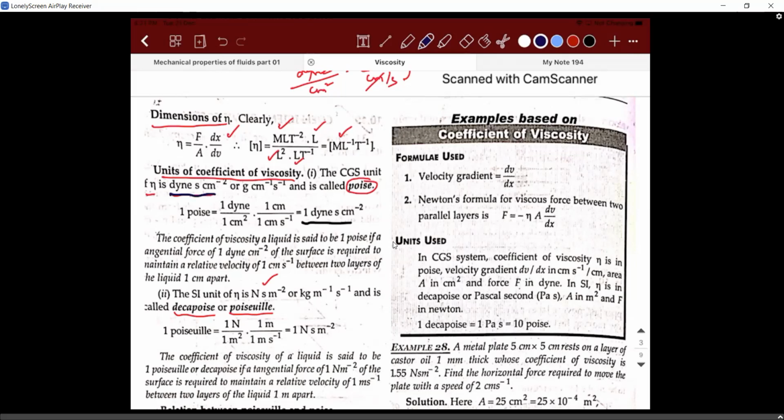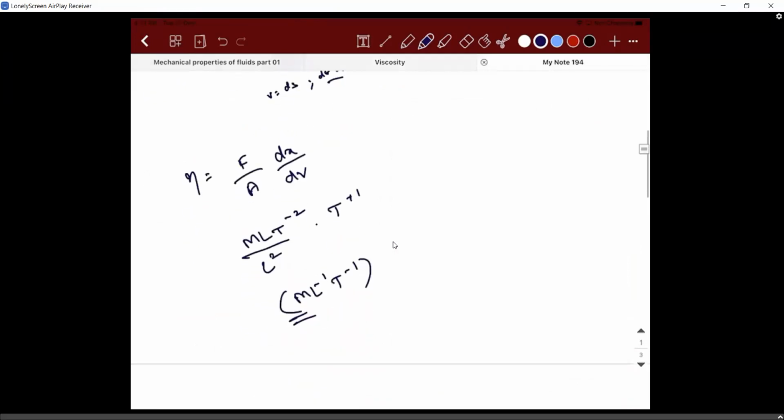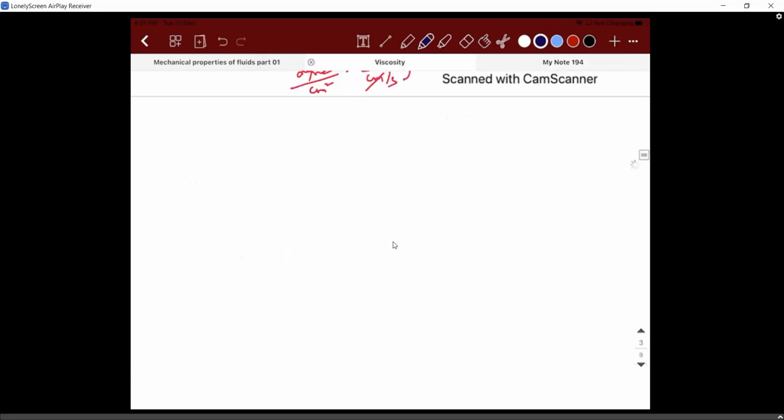Let's validate and see. F is measured in dyne, so eta is dyne by centimeter square into second, so dyne second per centimeter square. And what is going to be the SI unit? Newton per meter square second, or Newton second meter power minus 2. Right. So these two are written like this.